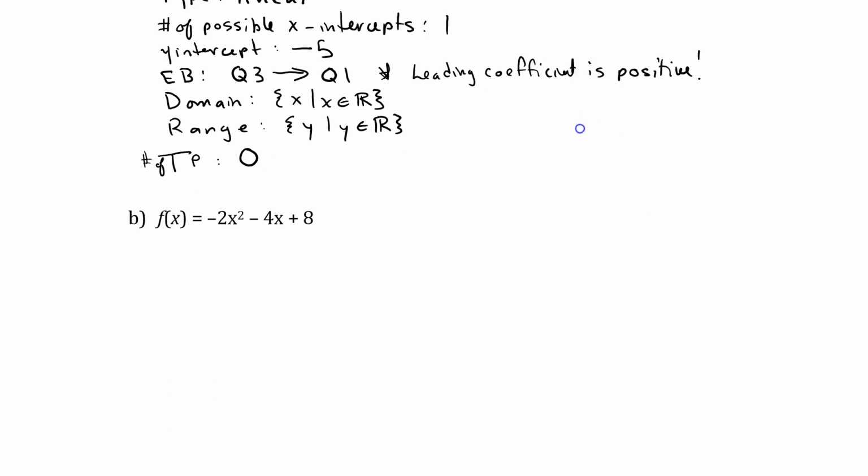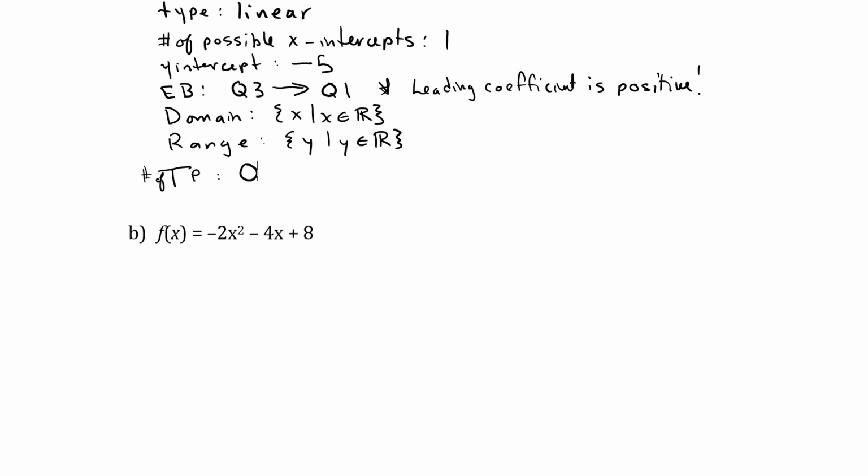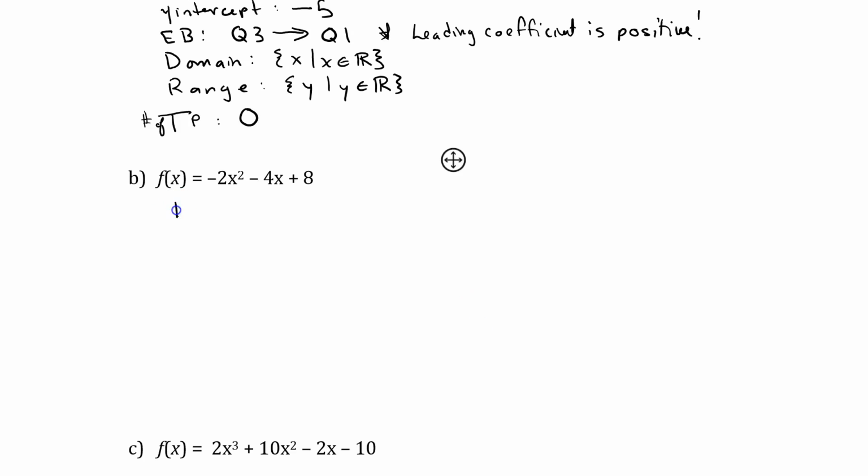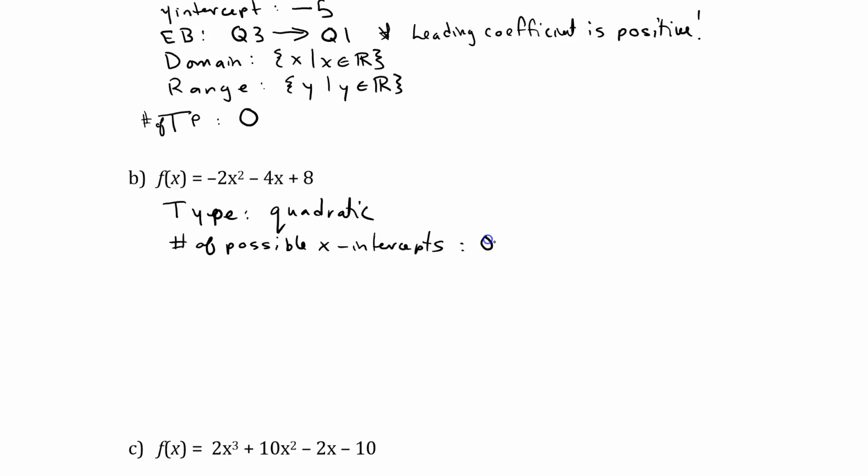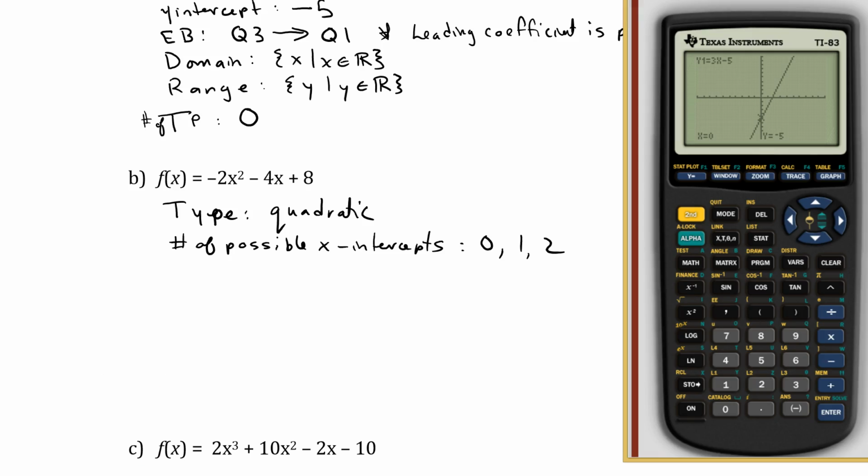Let's look at this one here. We know the type. It's going to be quadratic because the greatest exponent is a 2. So we have a quadratic, which is going to be our parabola. For the number of possible x-intercepts, with a parabola it's always going to be 0, 1, or 2. But let's graph this thing to see how many actual x-intercepts there are.